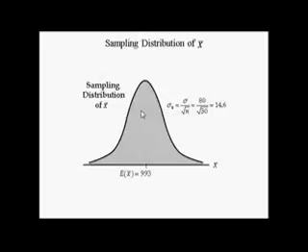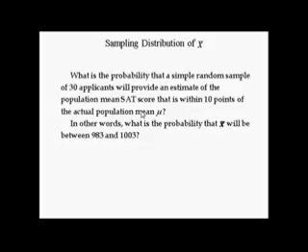We use the standard deviation of the mean for an infinite population because n divided by N is 0.000333, which is less than or equal to 0.05. What is the probability that a simple random sample of 30 applicants will provide an estimate of the population SAT score that is within 10 points of the actual population mean? In other words, what is the probability that the sample mean will be between 983 and 1003?